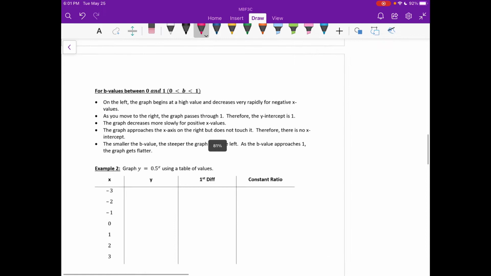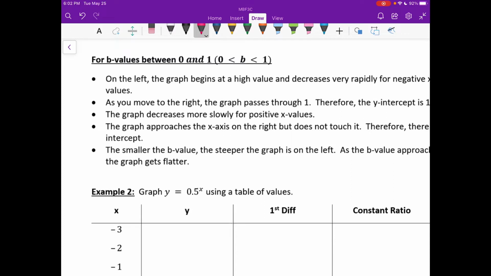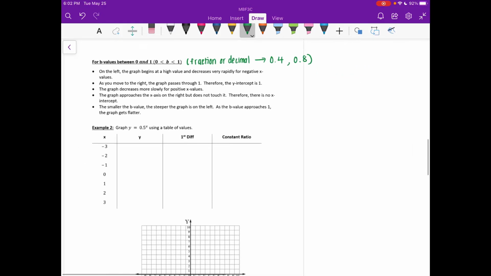Let's go on and try doing one where you have a b value between 0 and 1. This is basically just a fancier way of saying fraction. Fraction or decimal, so like 0 point something. So 0.4, 0.8, something like that. Anything in between 0 and 1.